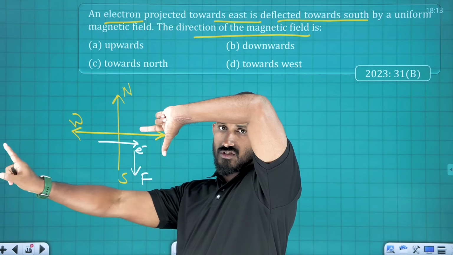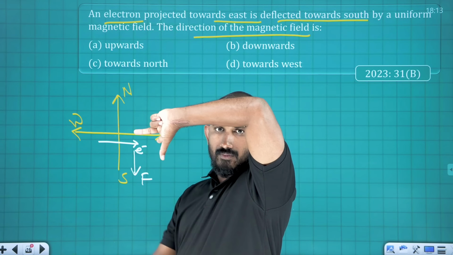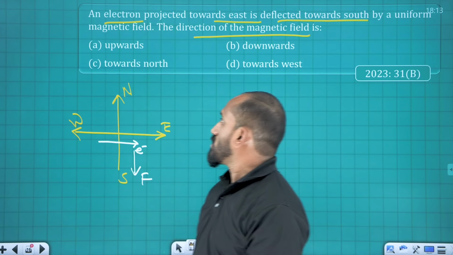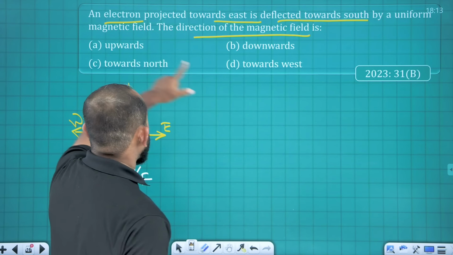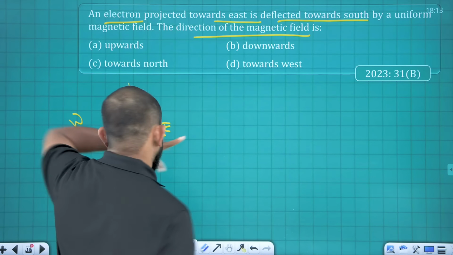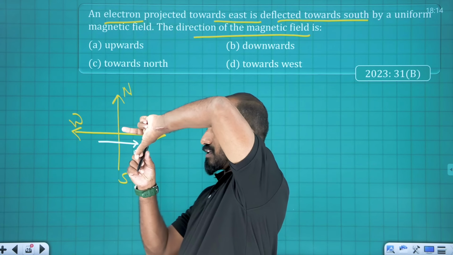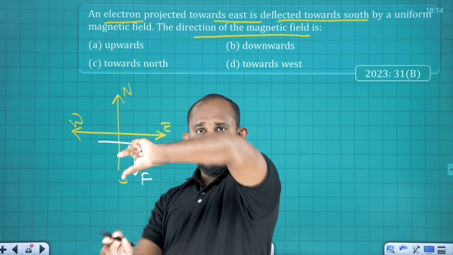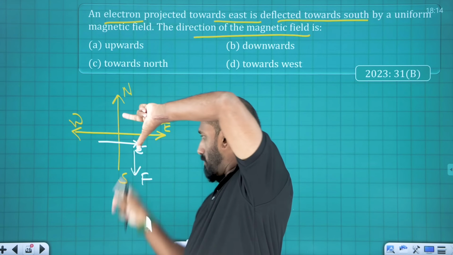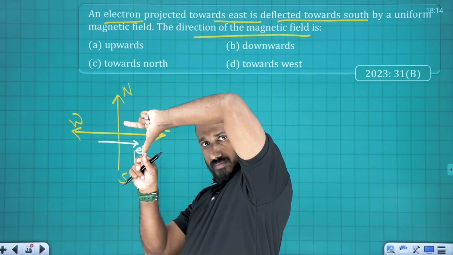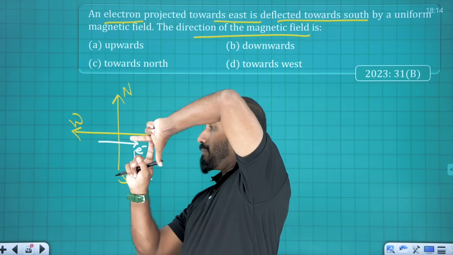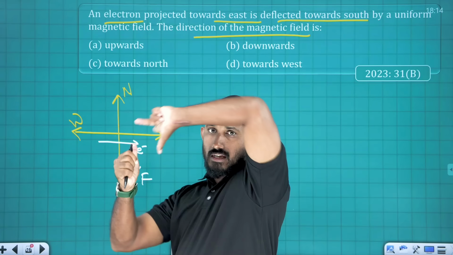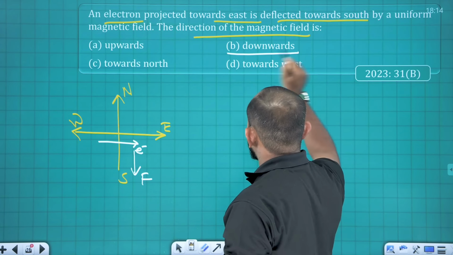Middle finger in this direction, west, thumb downward, south, then the forefinger, the index finger, gives the direction that is into the page. Check the question. Here are the options: upward, downward, towards north, towards west. So here, as per the page, you check, it is into the page. If this way, outward; this way, inward. The thumb is downward because of south. Thumb is in the south direction, middle finger towards west because the electron is moving towards east. Then the index finger is into the page. So B is the correct answer.